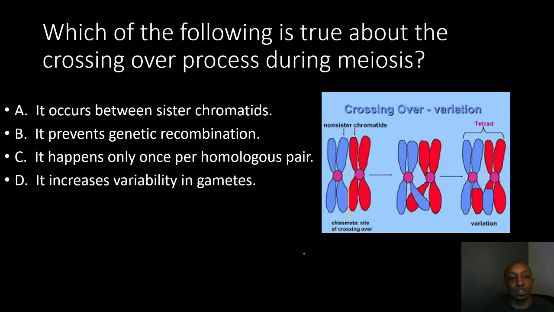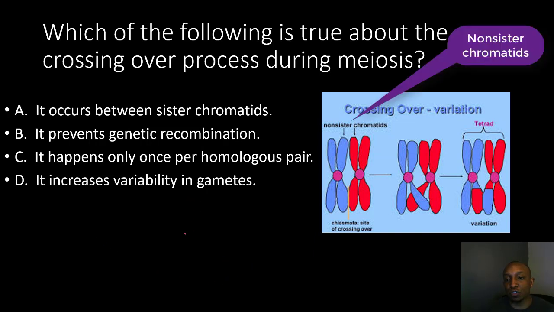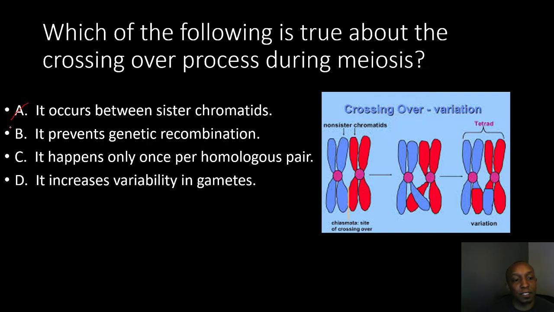Which of the following is true about the crossing over process during meiosis? A, it occurs between sister chromatids. No, it can't possibly be occurring between sister chromatids. B, it prevents genetic recombination. Well, actually, if you see right here, when it's crossing over, you're looking at that genetic recombination right here. So it can't be B. C, it happens only once per homologous pair. No, it can't be that one.